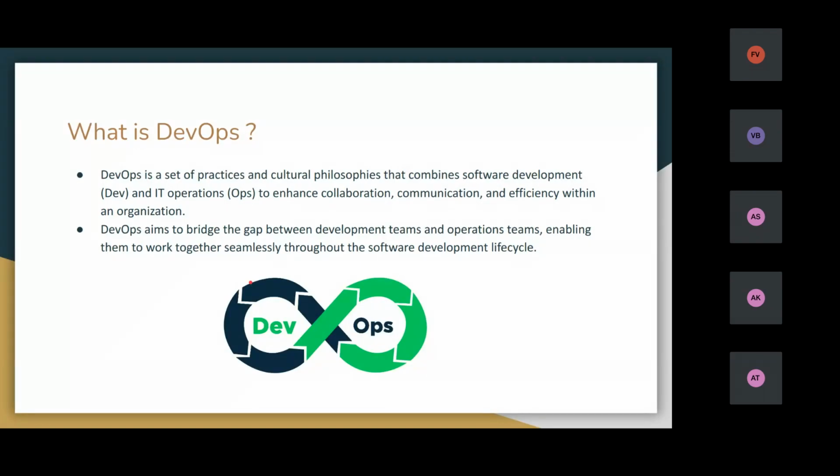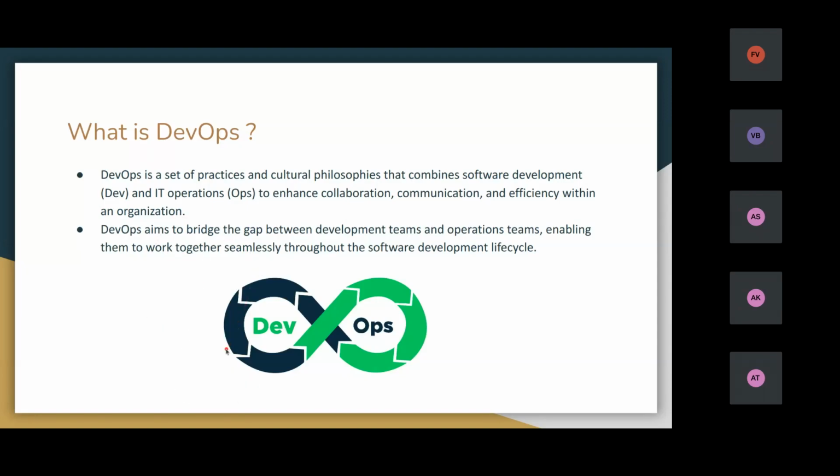Then comes DevOps. DevOps is a culture or philosophy that combines software development and IT operations to enhance collaboration, communication, and efficiency within an organization. Here, both the development team and operations team will be working together in a very collaborative manner. They will be working together for the development process.